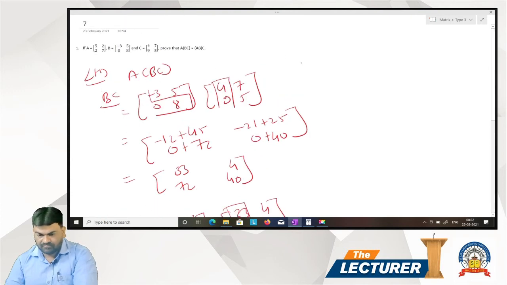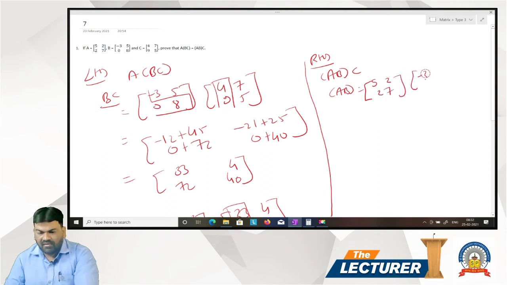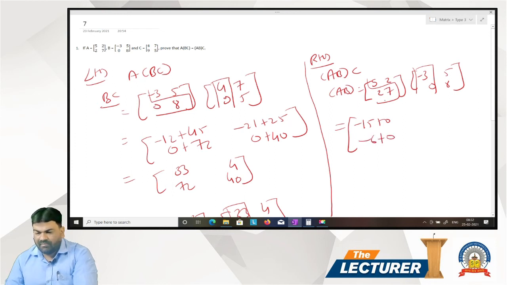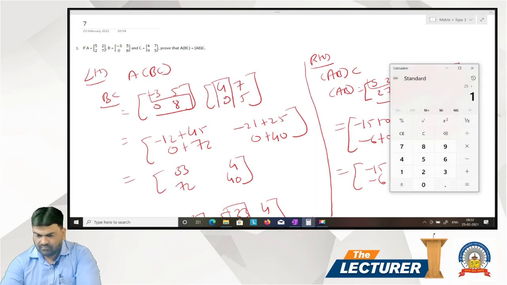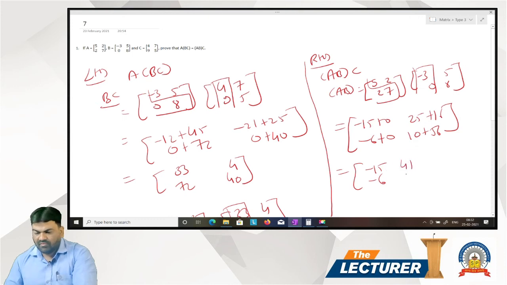Now right hand side, AB multiplied by C. So first we have to find out AB. 5, 2, 2, 7. Minus 3, 5, 0, 8. Row, column. Minus 15 plus 0. 2 multiplied by 6. Minus 6 plus 0. 5 multiplied by 2, 25 plus 16, 10 plus 56, minus 15 minus 6, 25 plus 16, 41, plus 66.